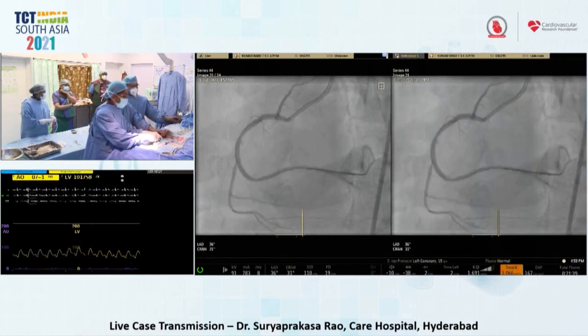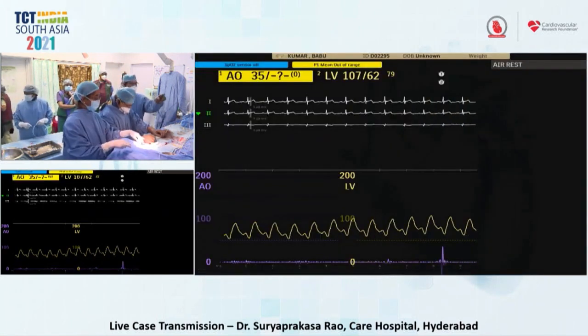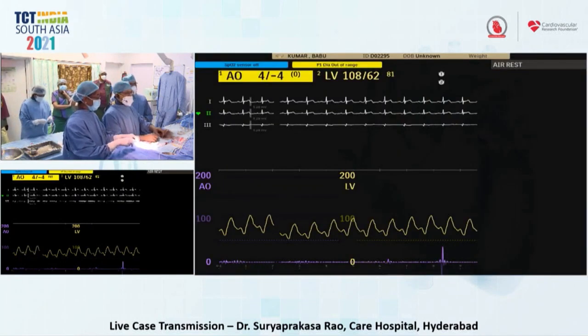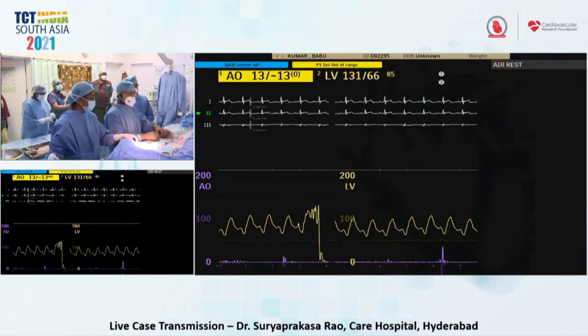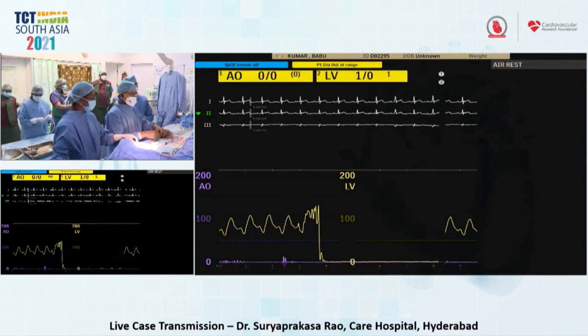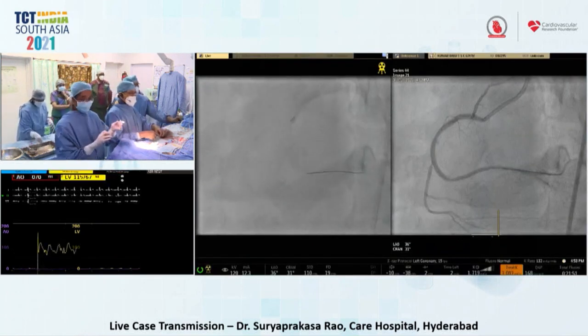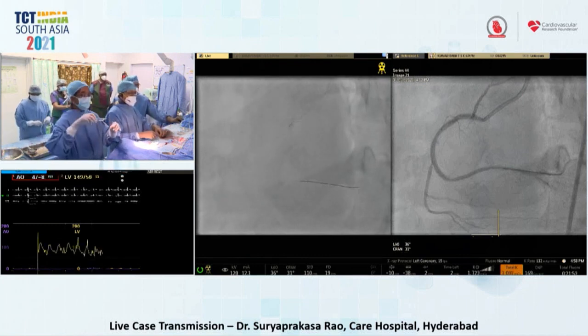The central point looks narrow, no? Yes, we have to dilate now. Now we are taking the NC balloon, 3 into 12, 3 into 10, 3 into 12 millimeter, and then we want to dilate that segment. Sir, after dilatation, you will do IVUS and probably.